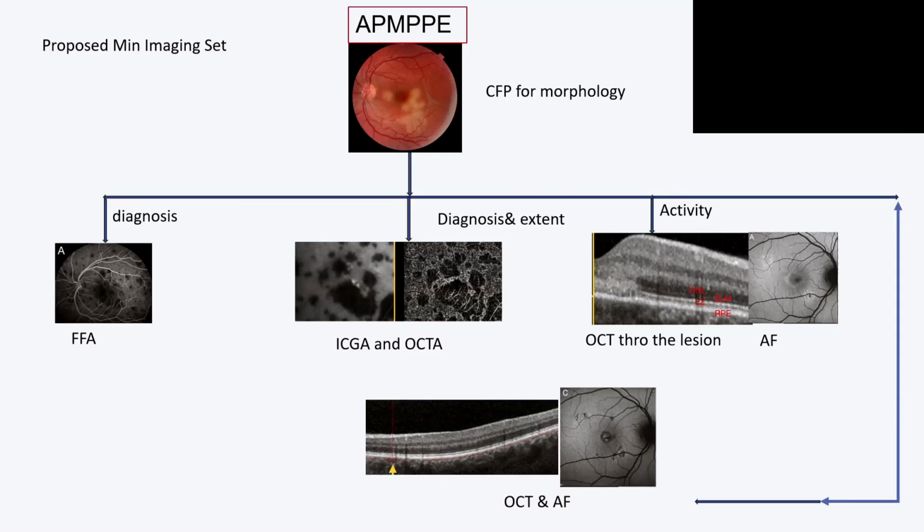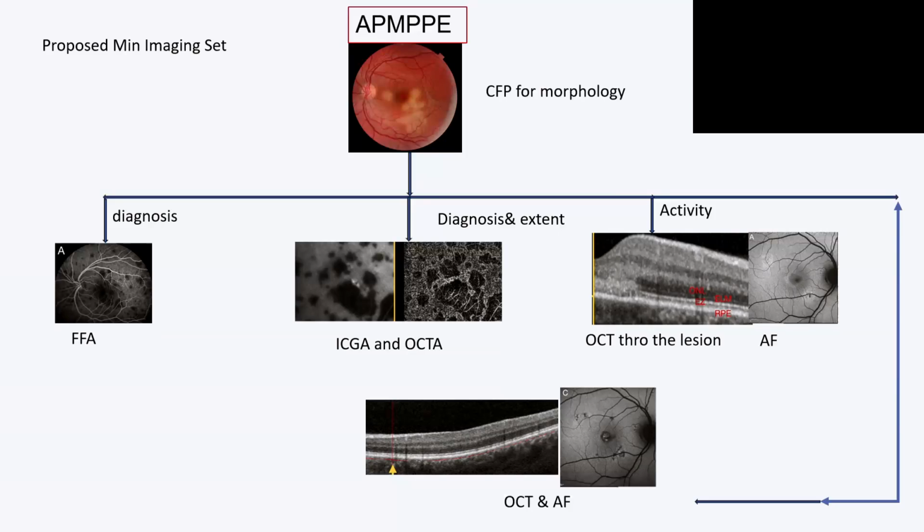The spots which are hypo and which become hyper. You need ICGA and OCTA to make the diagnosis of AMPPE because the areas of choriocapillaris non-perfusion are a requisite for making the diagnosis of AMPPE. So you will need these investigations right in the beginning. Then comes whether this AMPPE is active or not.